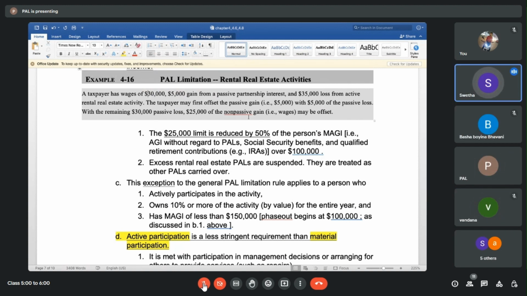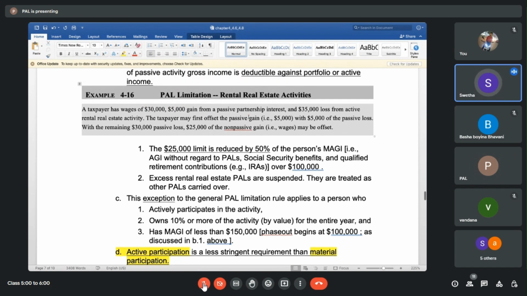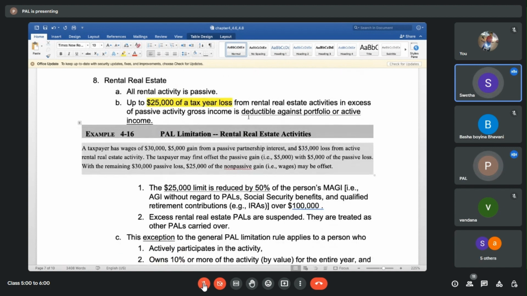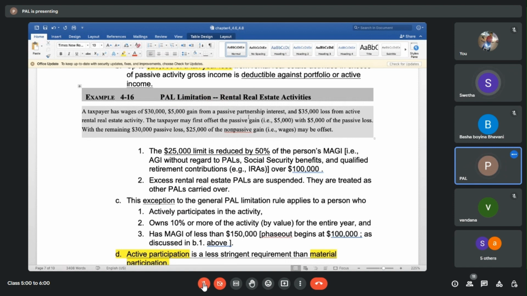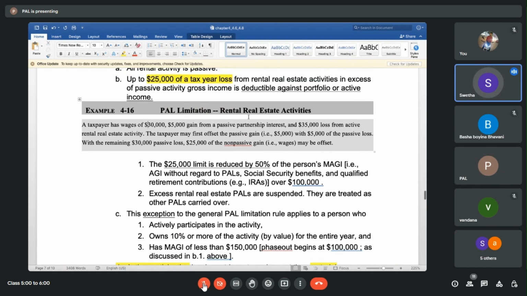I have one doubt. Ma'am, as you said in example 4.16, if her wages were $130,000, then the $25,000 would not be deducted, would not be offset. Correct. But is it 50%? Since the AGI is more than $100,000, is it 50% of $25,000?